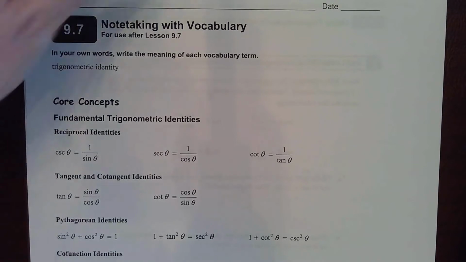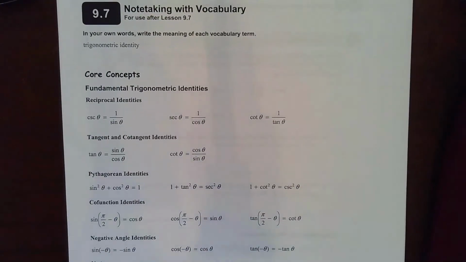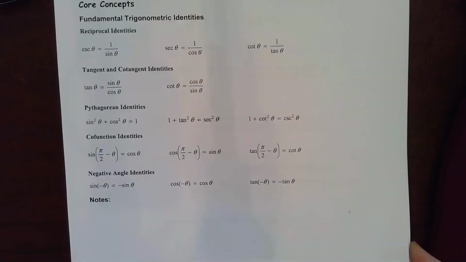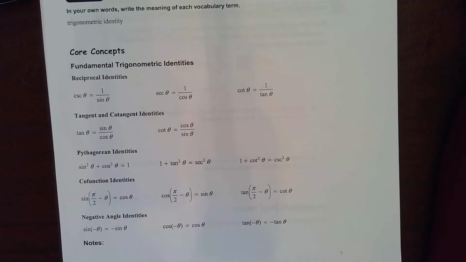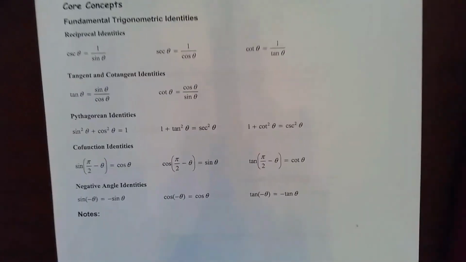So what we call these are trig identities, okay? And so these are just different rules that we've learned about trig. And so again, I'm not going to make you memorize these, and so you're going to want to keep this page handy. So what a trig identity is, is just a rule, okay?